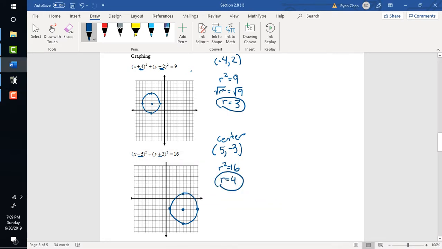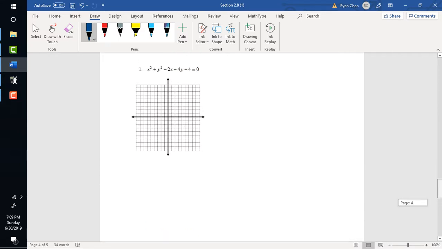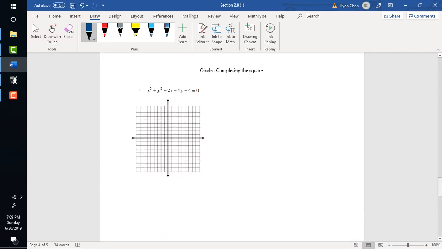Okay. Now, you may run into something like this, which is called completing the square. This is going to be a little bit strange, but it will actually help us later once we get to chapter 3, because we'll be doing a similar process with this. So what is completing the square? Completing the square is essentially manipulating our equation so we can make it into a perfect square.